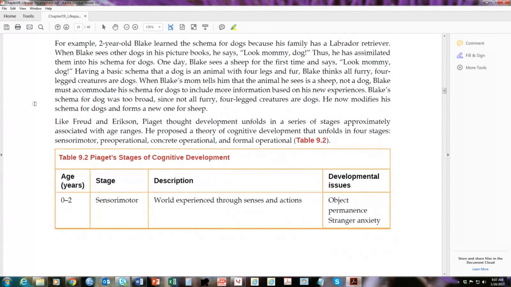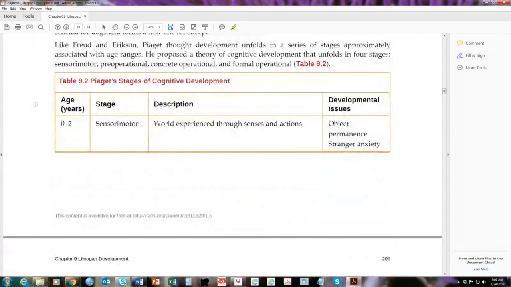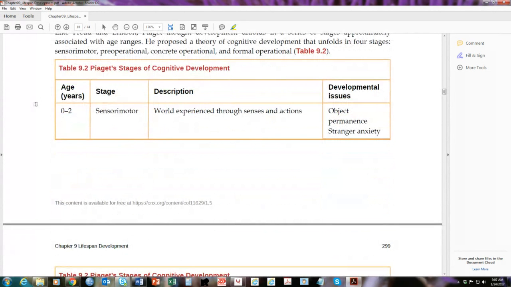Now, this is table 9.2 here, Piaget's stages. This characterizes his stages of cognitive development. And you can see it's essentially birth to about 2 years. The first stage is called the sensory motor stage. And so this is just experiencing the world through the senses and one's own actions.